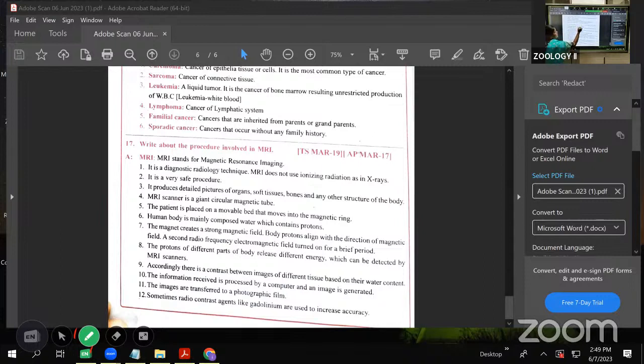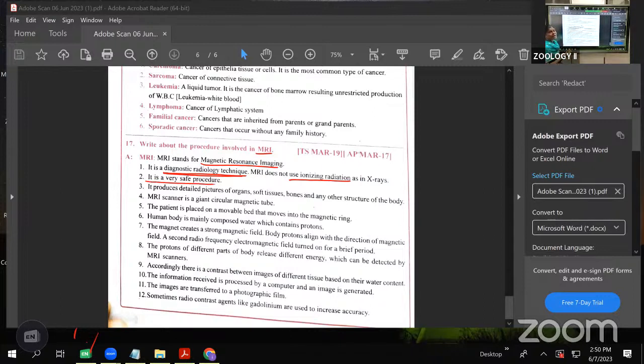What is the full form of MRI? Magnetic resonance imaging. All of you have seen this, with the circular magnetic field tube. It is a diagnostic radiology technique, used in hospitals. It does not have ionizing radiation like X-rays. That's why it is called the safest procedure.